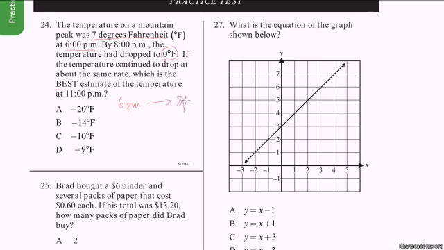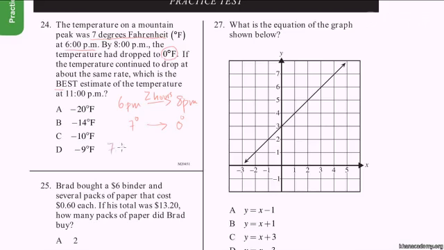So what happened? We went from 6 p.m. to 8 p.m. That was 2 hours, right? And our temperature went from 7 degrees to 0 degrees Fahrenheit. So over 2 hours, we dropped 7 degrees. Or you could say the rate of drop of our temperature, if you want to say it that way.